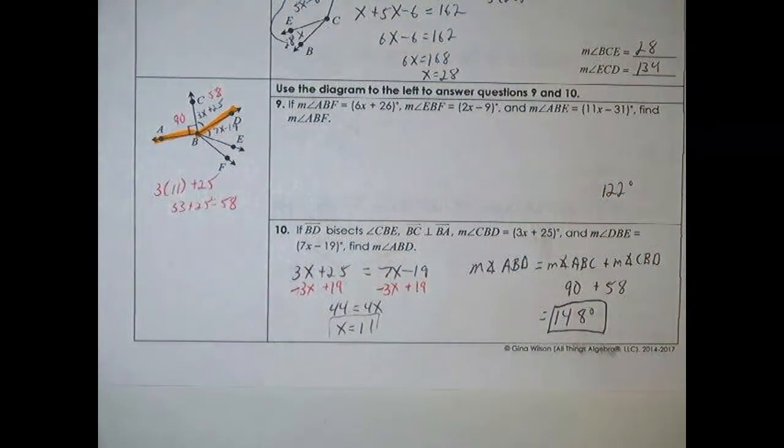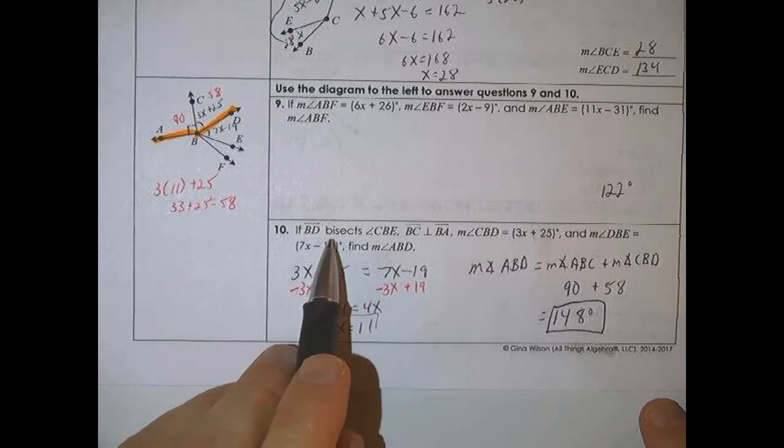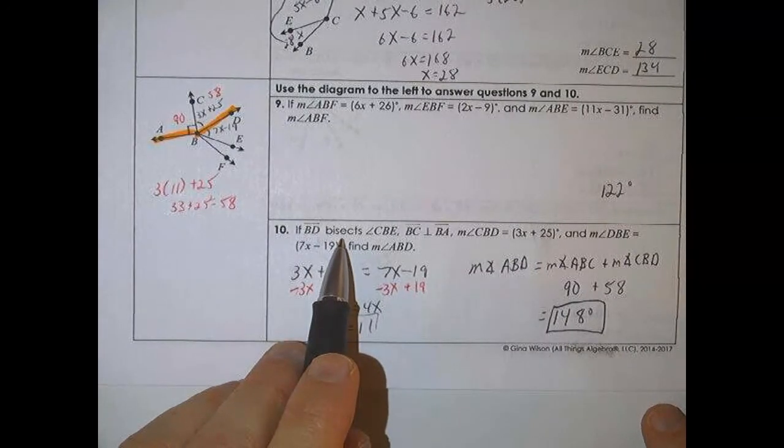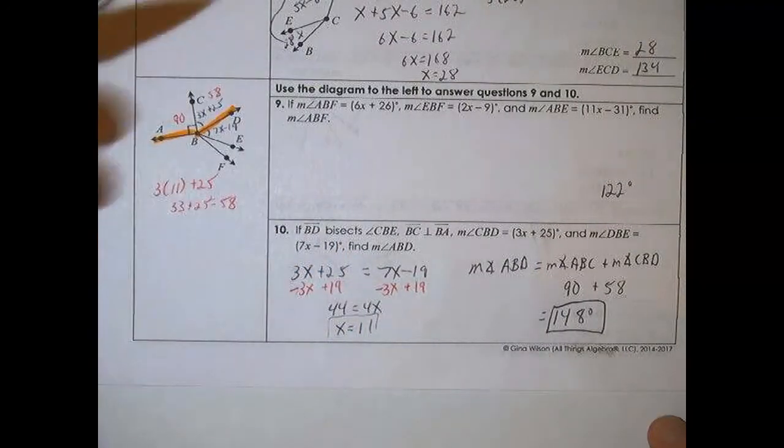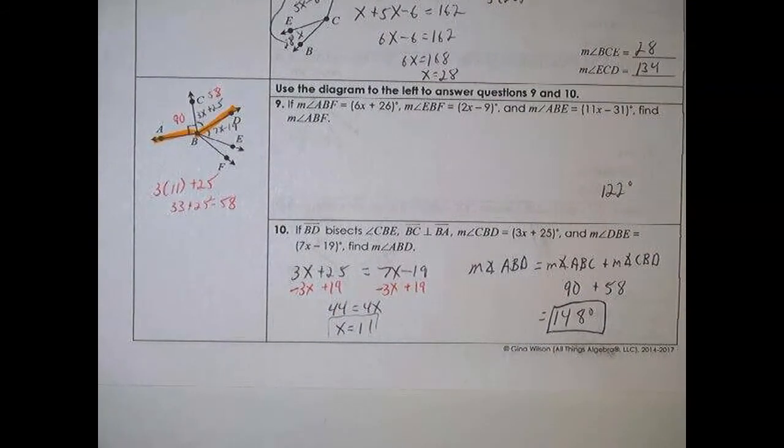Well, that was a long problem, but there you have it. We're combining how to use the angle bisector rule with the angle addition rule, and they go together to give us 148.